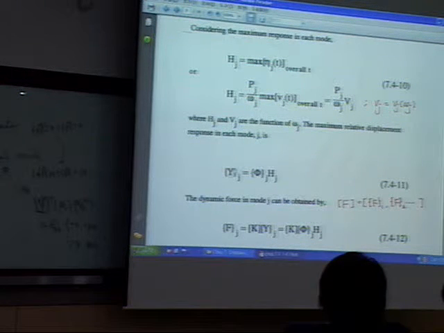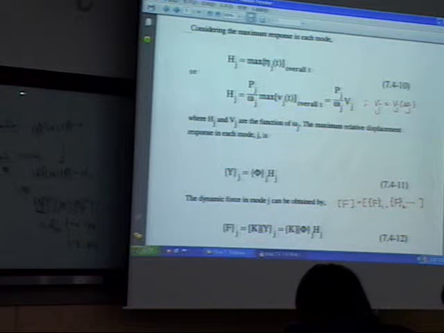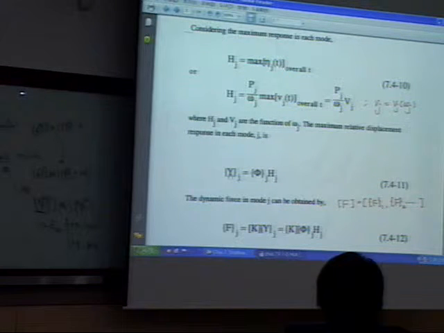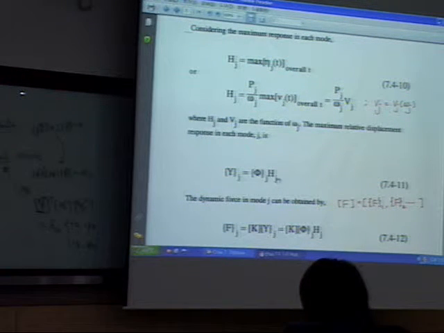So then I can say maximum value. This is all time independent. Capital Y is time independent, but omega dependent, because J is a mode. So Y vector J is phi j Hj. Now the time is gone. Okay.